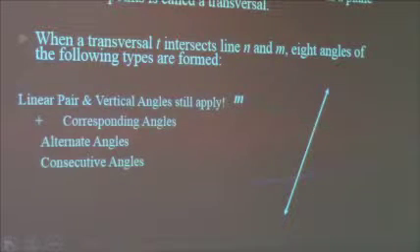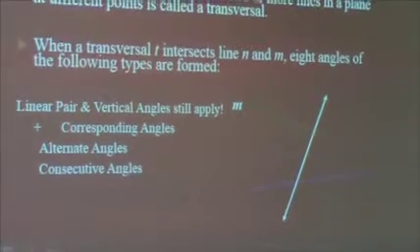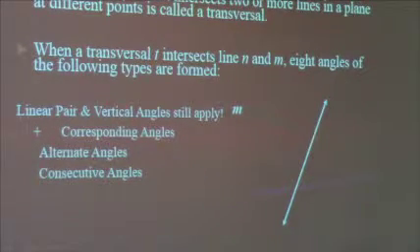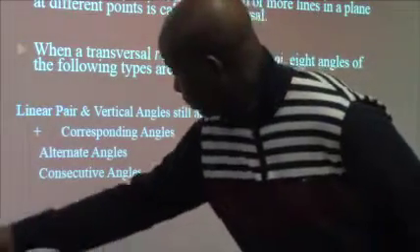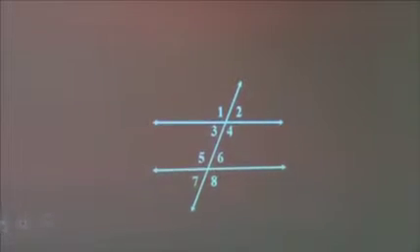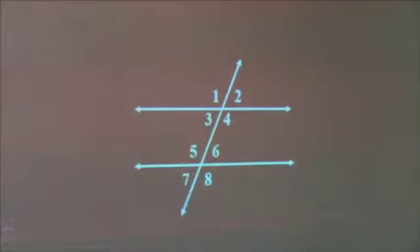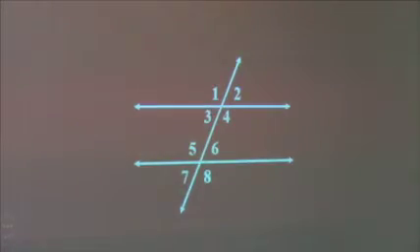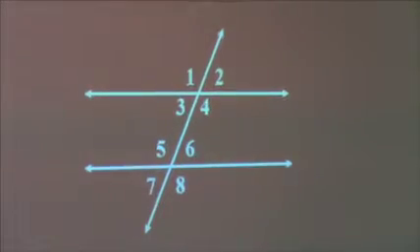When this happens, 8 different angles are formed. Those 8 angles form some special pairs of relationship. We have corresponding angles, alternate angles, consecutive angles, and vertical angles. So let's look here for example. We can see clearly that angle 1 and angle 4 are vertical angles, 2 and 3 are vertical angles, 5 and 8 are vertical angles, and 6 and 7 are vertical angles.